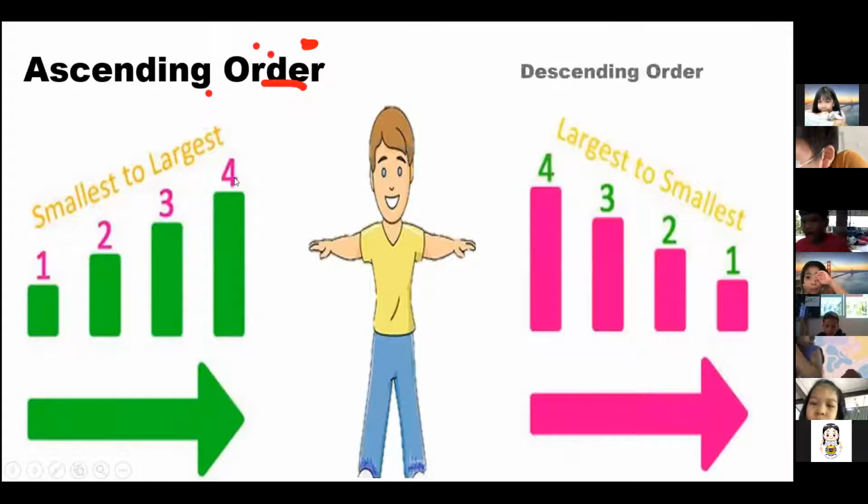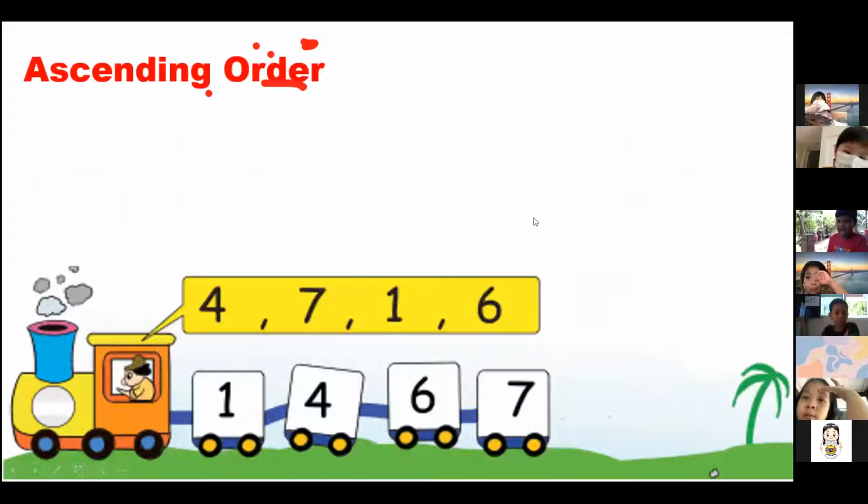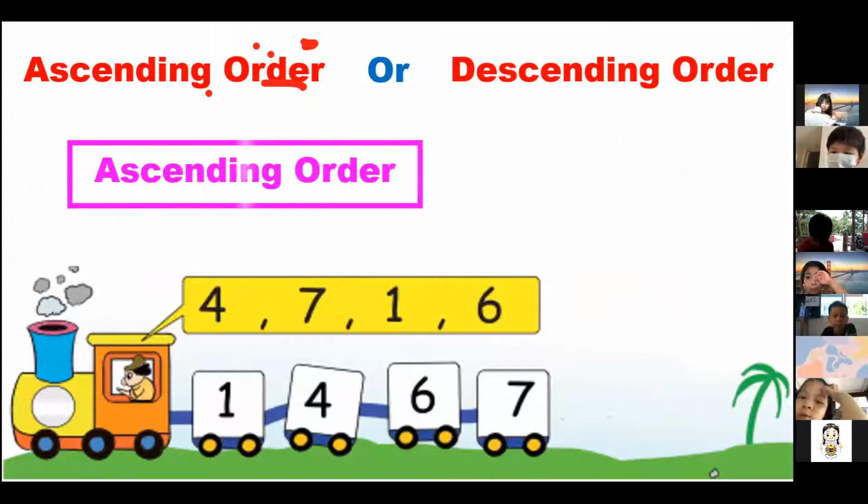And the other one is called descending order. When we say descending order, it starts from the largest and ends with the smallest. Again, smallest to largest is ascending order. Largest to smallest is descending order. Let's say for example, ascending order or descending order.